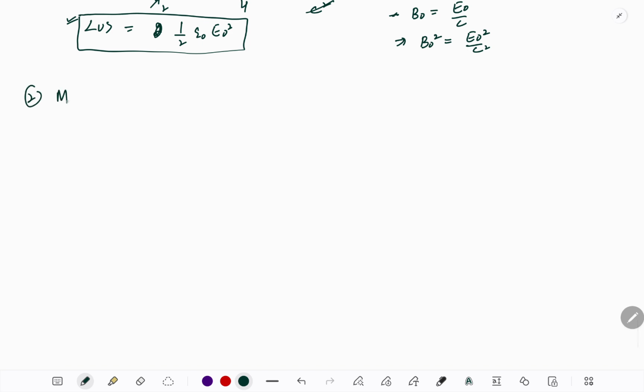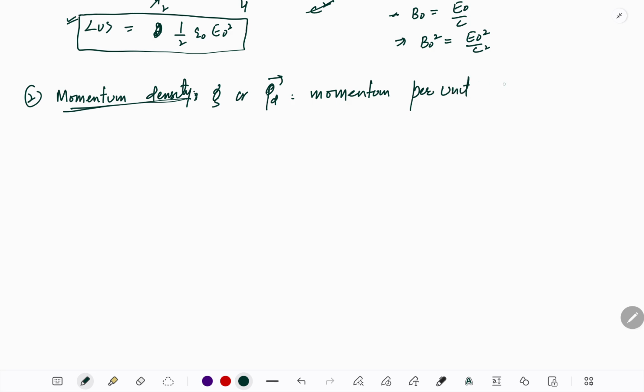The second part is the momentum density. I'm very sorry I couldn't finish in the 2 minutes, but that's actually very important in itself, so let's give it a bit more time. Momentum density is denoted by G, or like PD. It tells us how much momentum is present per unit volume of an EM wave.